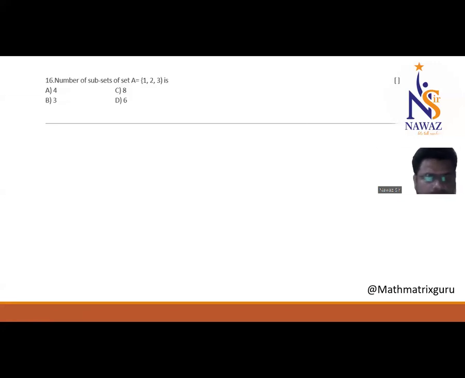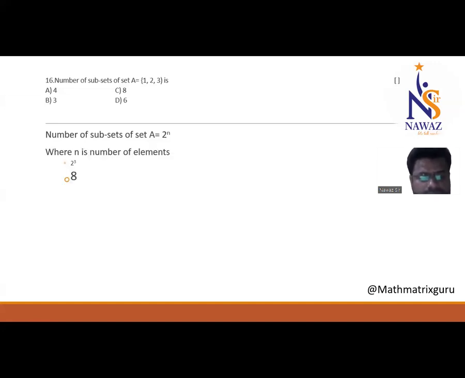Next one. Number of subsets of set A equal to 1, 2, 3 is. Number of subsets of set A is equal to 2 power n, where n is nothing but the number of elements. So this changes to 2 power 3. 2 power 3 is 8. So the correct option is C.